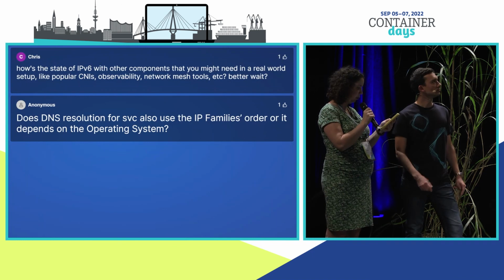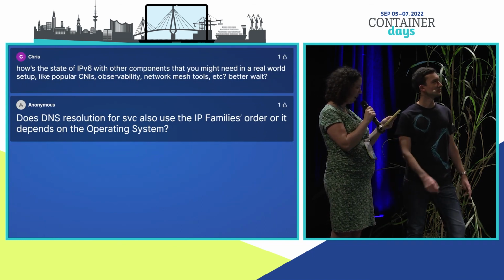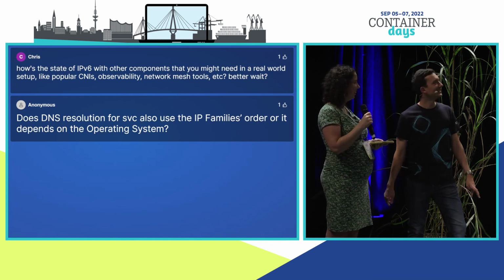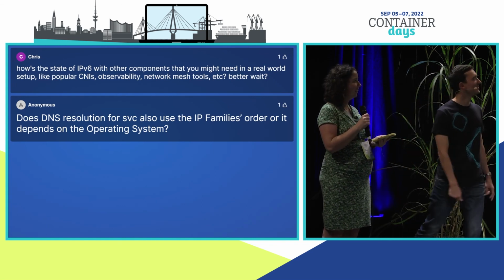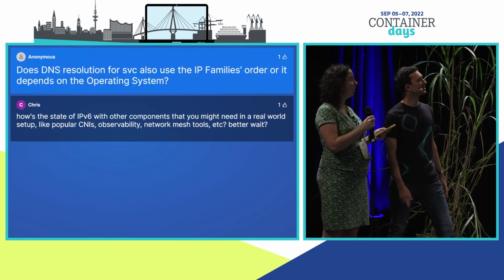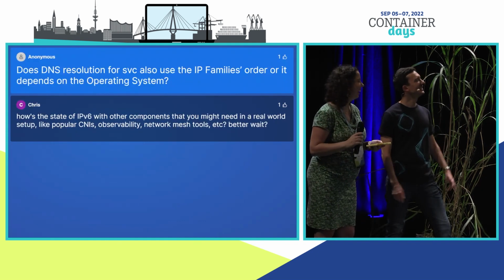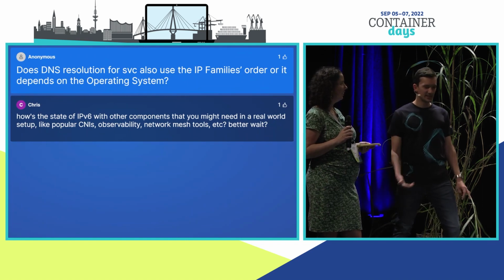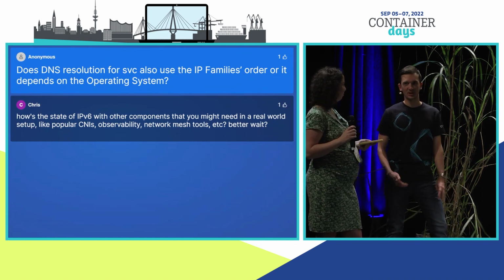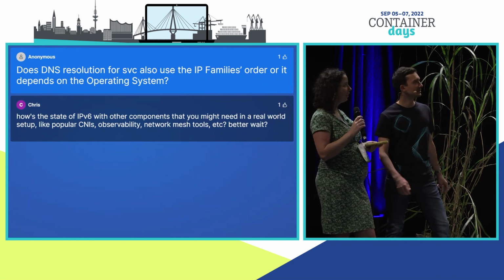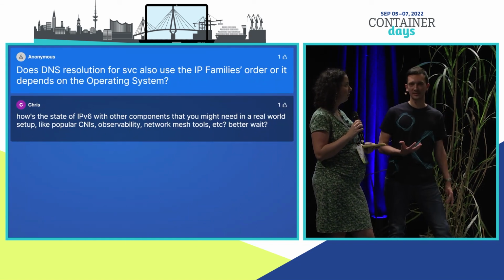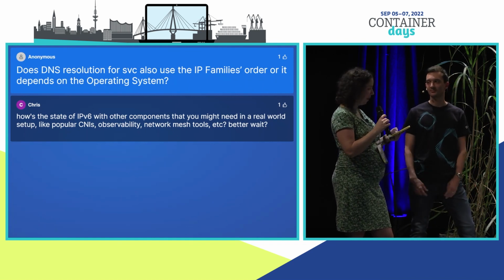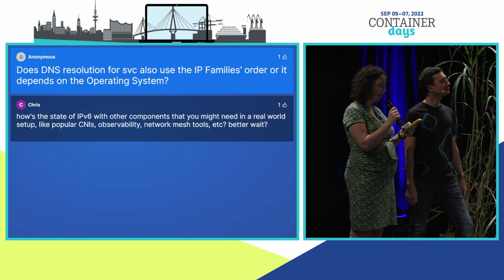Does DNS resolution for services also use the IP families order, or does it depend on the operating system? Yeah, so the DNS itself would return you both address families, and what you do with that answer from the DNS, it's up to the operating system. Okay. And last question so far.